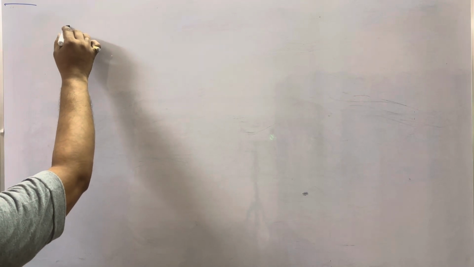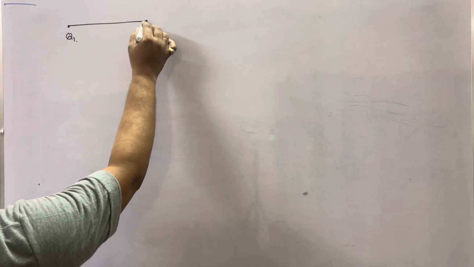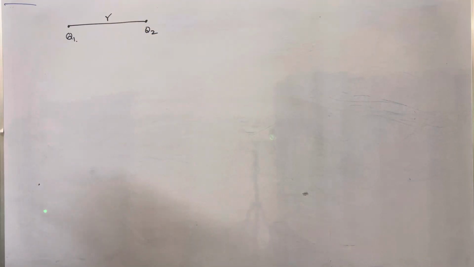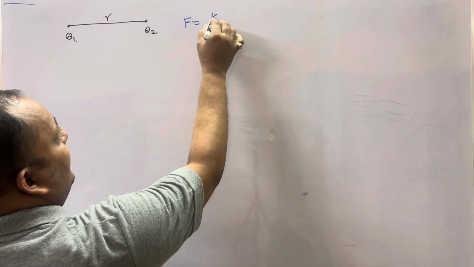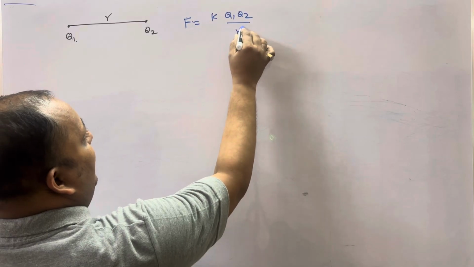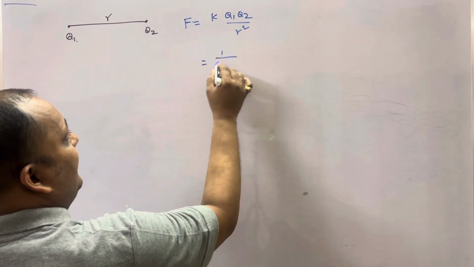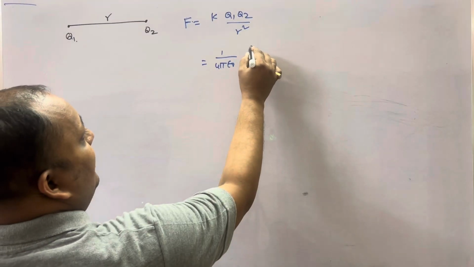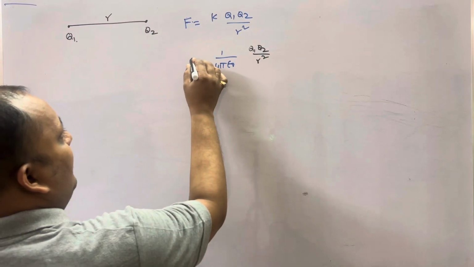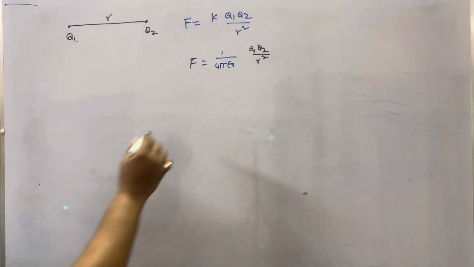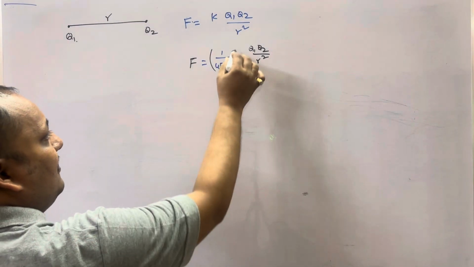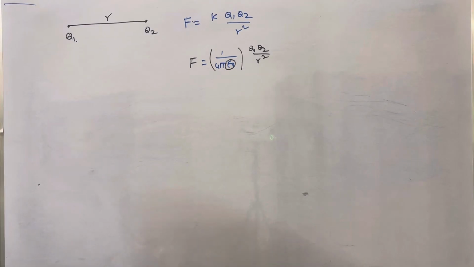If two charges Q1, Q2 are placed separated by a distance small r, then what is the force between these two charges? F is equal to K Q1 Q2 by R square. This K we will write as 1 by 4 pi epsilon naught. 1 by 4 pi epsilon naught Q1 Q2 by R square. This is going to be the electric force. Here epsilon naught we will call the permittivity of the medium.